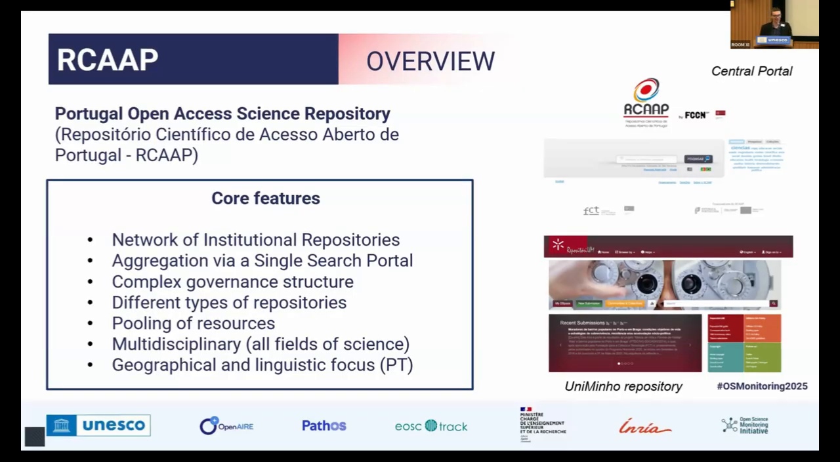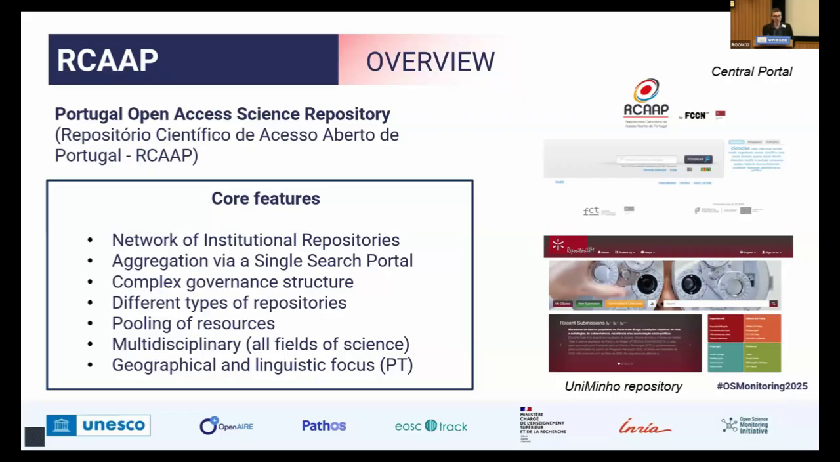First, I need to give you some basic information on what RCAP is, which is the subject of the case study. Eloy introduced some key elements this morning, but the idea is to get you on the same page. RCAP is a network of institutional repositories based in Portugal. All these repositories are aggregated and available through a single portal in order to search the content. On the right side of the slide, you can see the portal at the top and an example of an aggregated repository at the bottom, which is the Unimio one.